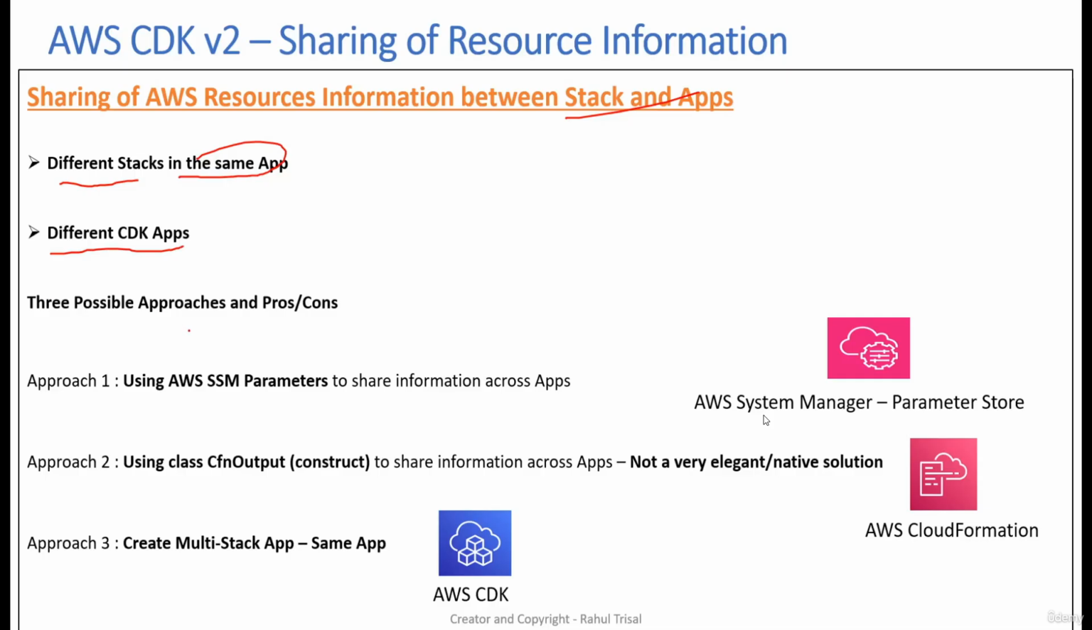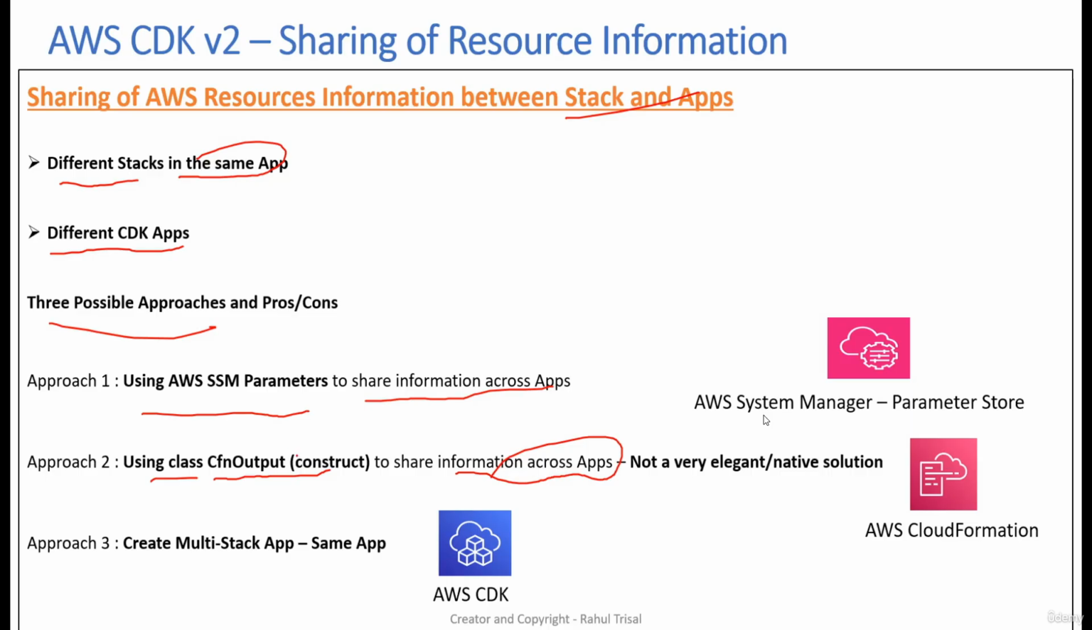Now there are three possible approaches that you can utilize to achieve this. The first one is using the AWS SSM parameters to share information across different apps. The second option is using the class CFN output construct to share information again across apps.